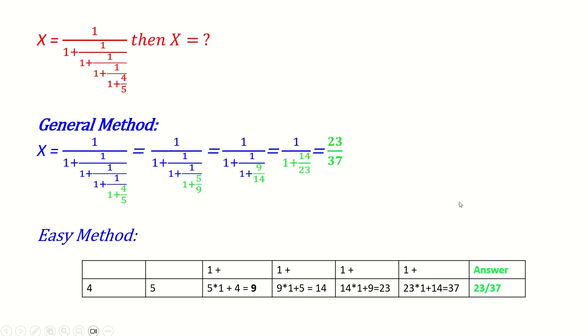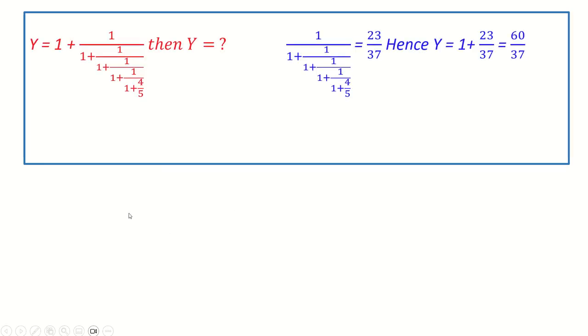Let's do other problems which are slightly different, and see how to apply the same method to those fractions. So y equal to 1 plus 1 by, the only difference is the previous fraction is as is, and I have just a 1 plus extra. So this is not a simple fraction, this is like a 1 plus fraction.